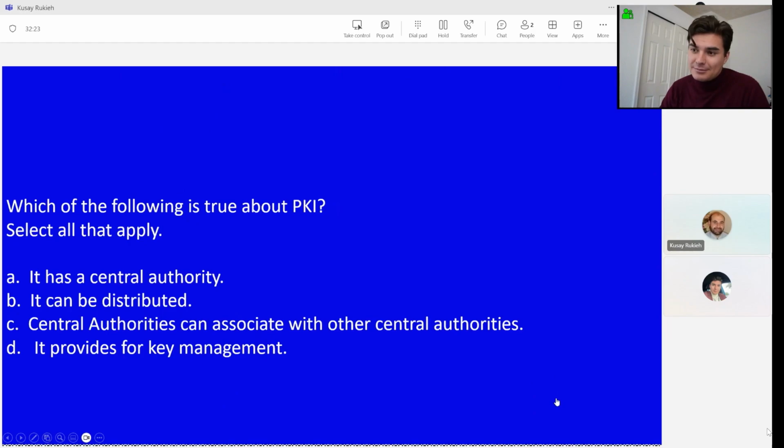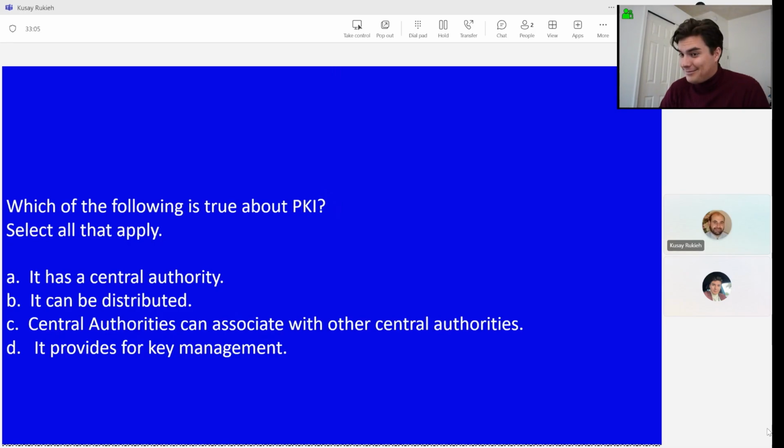Which of the following is true about PKI? And again, this one is a trick one, just FYI. It provides for key management. Give me a lot more. It's a trick. It has a central authority. Yep. It can be distributed. That's correct. You have delegate and proxy, root RAs, right? Exactly. So A, B, and D.